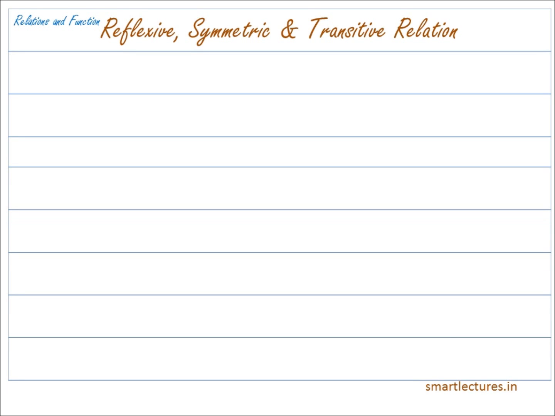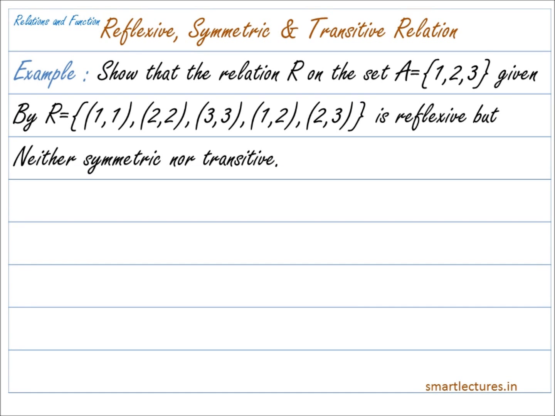Now, in this episode, we shall solve some examples on reflexive, symmetric, and transitive relations. Example 1. Show that the relation R on the set A, where set A is equal to {1, 2, 3}, given by R = {(1,1), (2,2), (3,3), (1,2), (2,3)}, is reflexive but neither symmetric nor transitive.